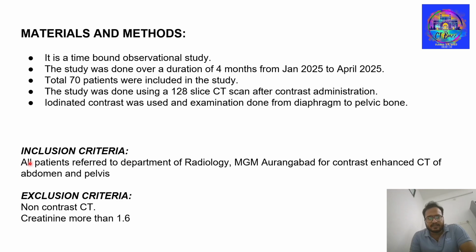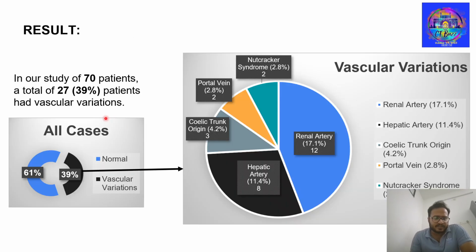I included all the patients that were referred to our department for contrast enhanced CT of abdomen and pelvis, and I excluded all the patients who had non-contrast CT and the patients who had creatinine more than 1.6. The result of my study was that, in a total of 70 patients, 27 patients had vascular variations.